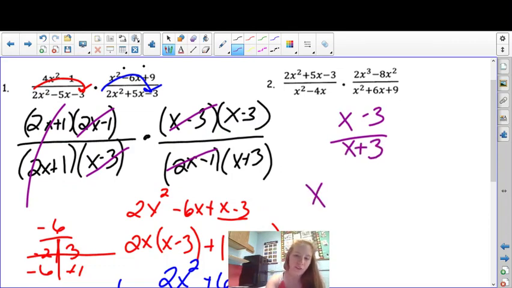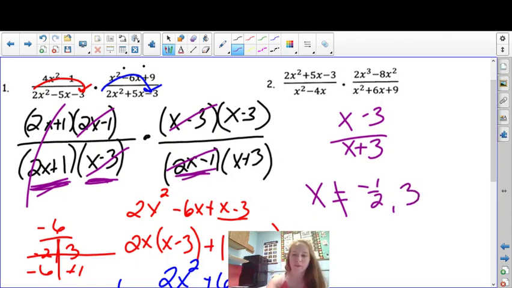And we have to state our restrictions. So negative a half here, 3 here, positive a half here, and negative 3 here.